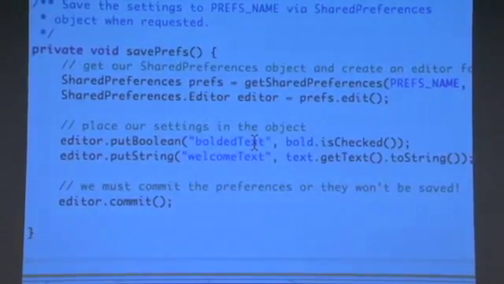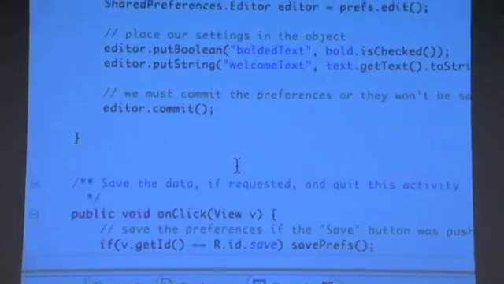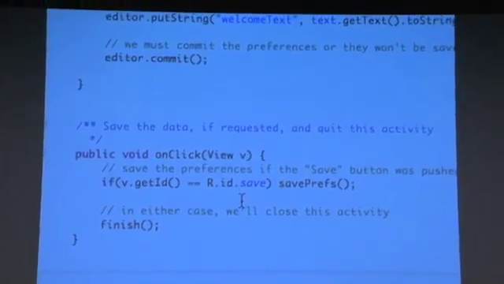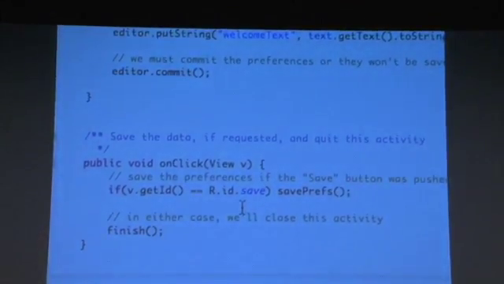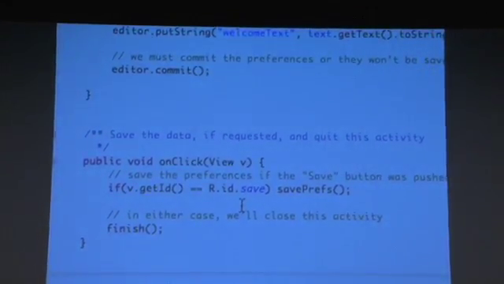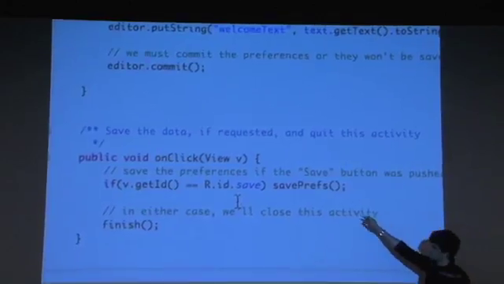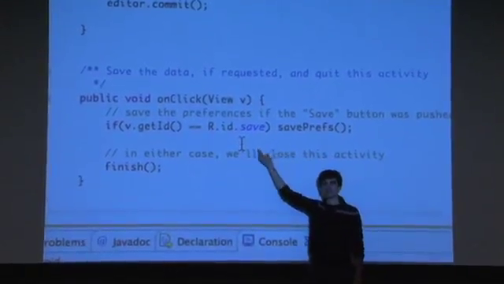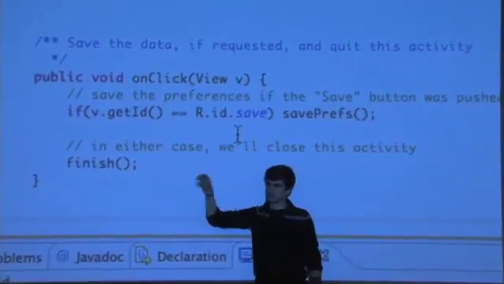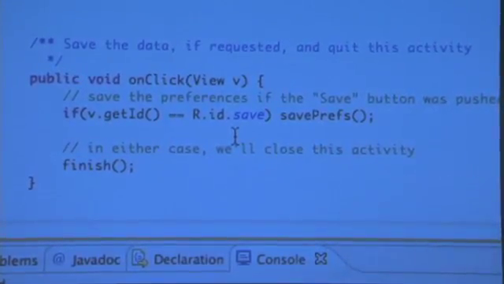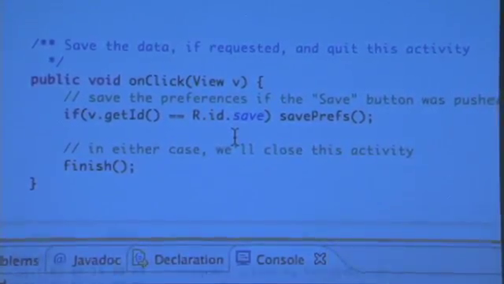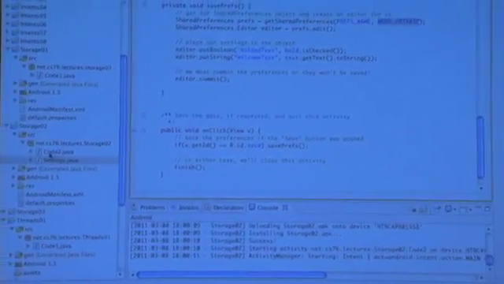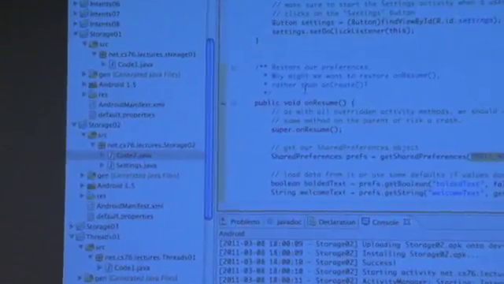Then when this is done, because we've actually saved the preferences, what we will want to do is finish. Notice that if the save button has been selected, then we will save the preferences. In either case, whether or not cancel has been clicked, we will finish this current activity and return to the first. And so in the first, how are we able to be notified of changes in the preferences?